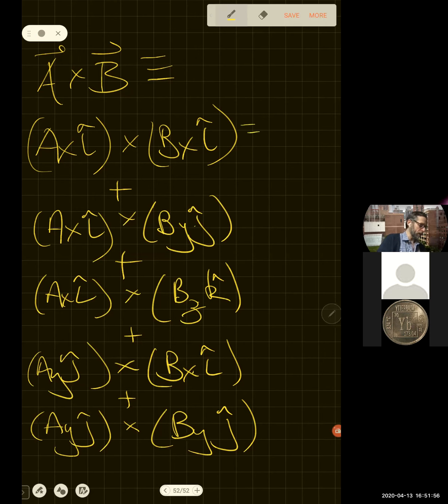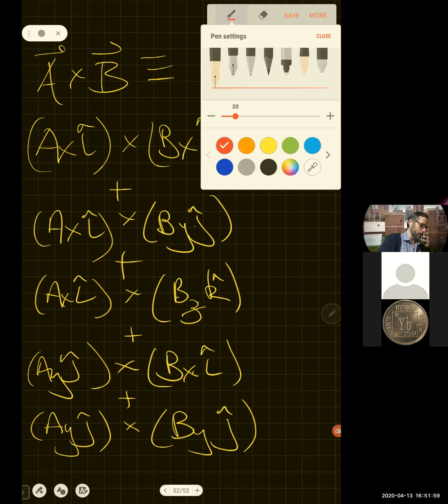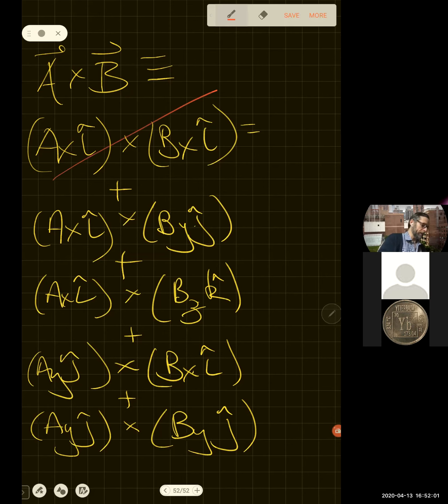The first one is I cross I. That is zero, so this first thing is nothing. The next one is I cross J. That's K. So I get AX, BY, that's just a number, pointing in the K direction. This next one is I cross K. That's negative J, so I get negative AX, BZ, J. Like it's negative one, and it commutes.